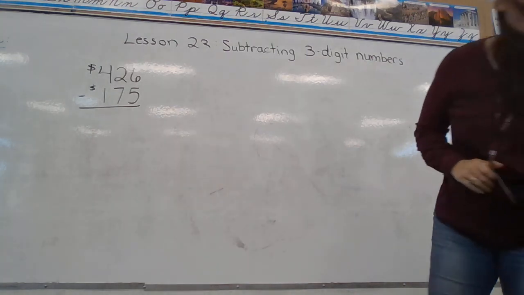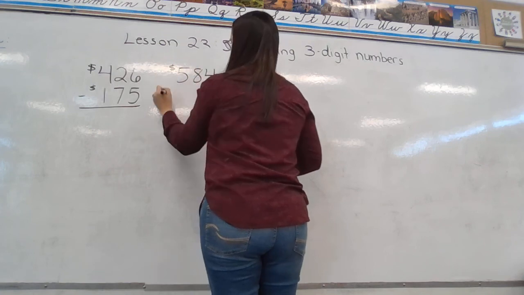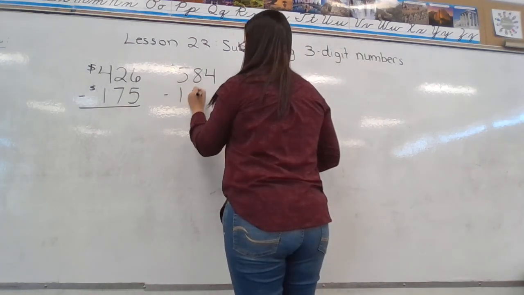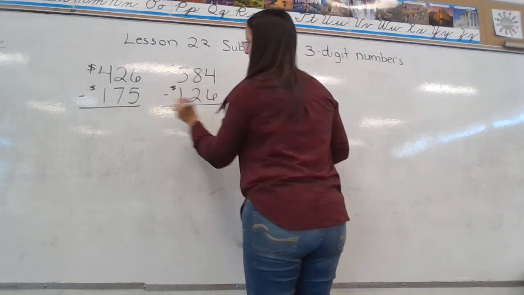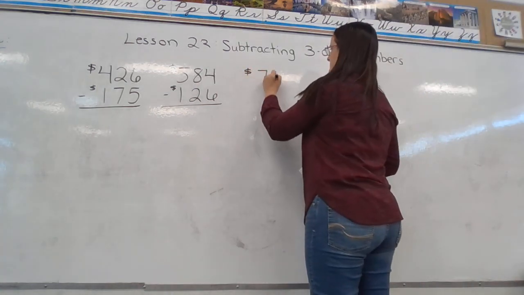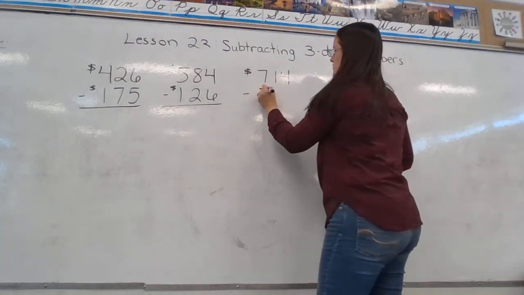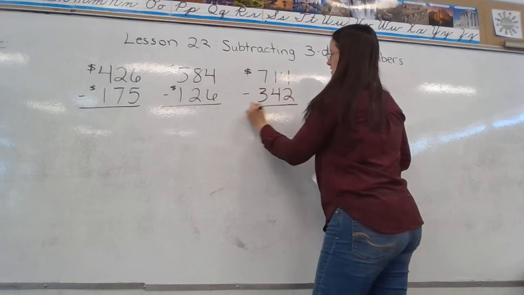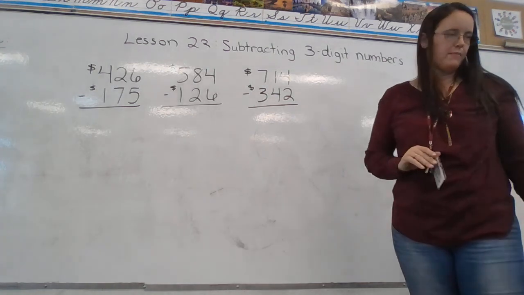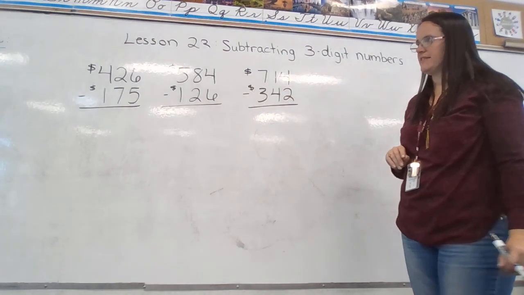The second one is 584 minus 126 dollars. 714 minus 342. All right, and the last two are word problems. So give these a shot, put me on pause, and then we'll do the word problems together.